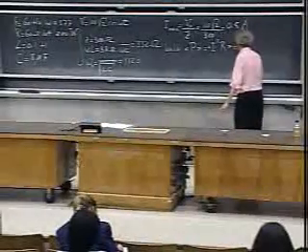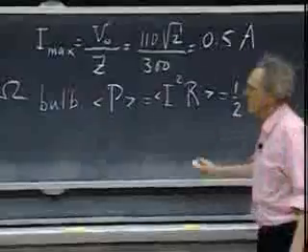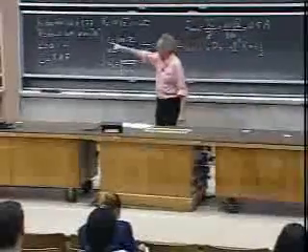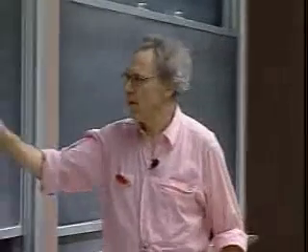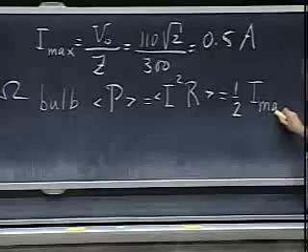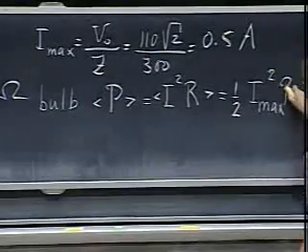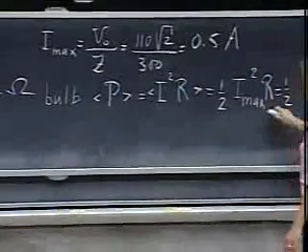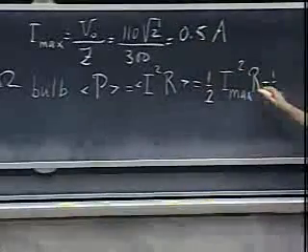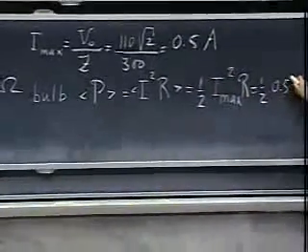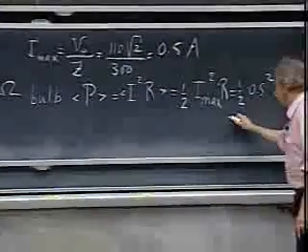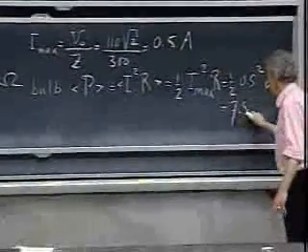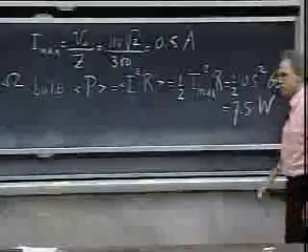So this 1/2 is the result of the fact that the I there has a cosine omega t, and you square that, and you get 1/2 if you average it over oscillations. And so now I get 1/2 times I max squared times R. So this is 1/2 times 0.5 squared times the R of the light bulb, which is 60, and this turns out to be 7.5 watts.